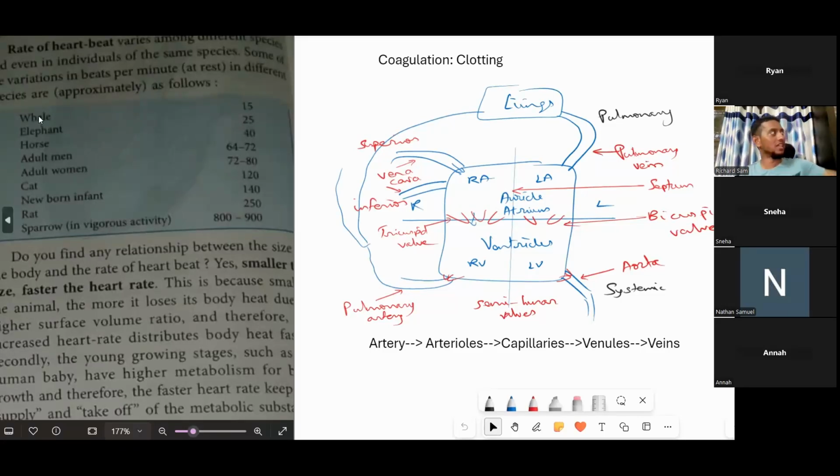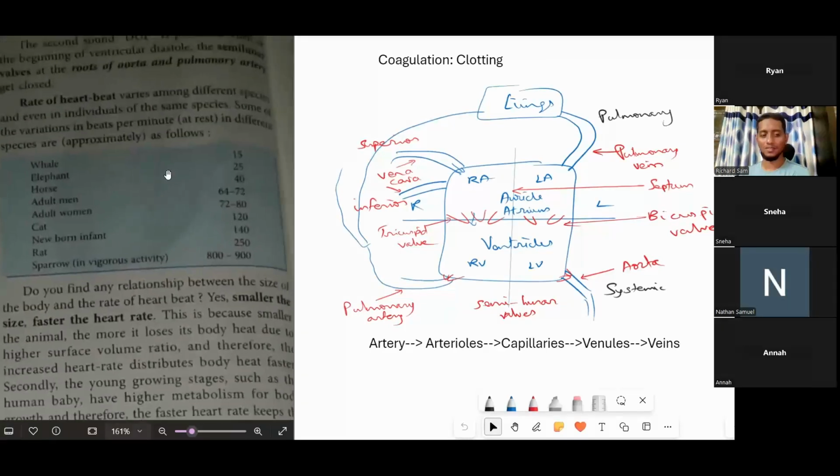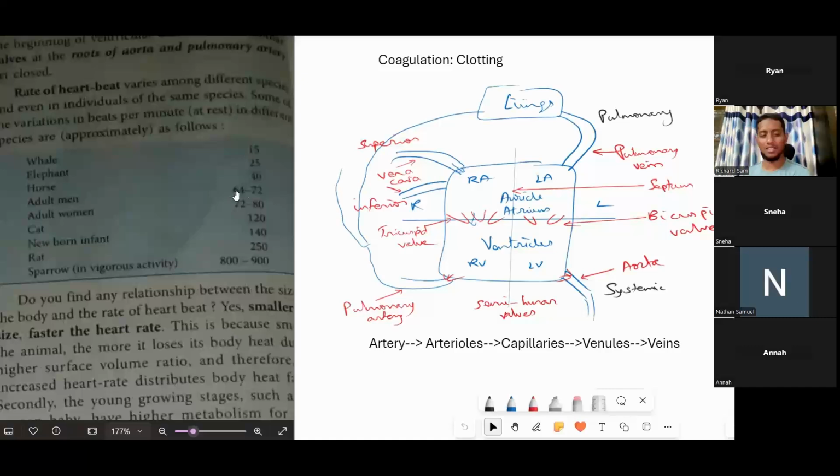See here, a whale. What's the heartbeat of a whale? 15 beats per minute. Rate of heartbeat: elephant, 25. Horse, 40. Adult man, 64 to 72. Adult woman, 72 to 80. Cat, 120. Newborn infant, 140. A rat, 250, a sparrow, 800 to 900. You saw that as the animal gets smaller, its rate of heartbeat increases. Any idea why?